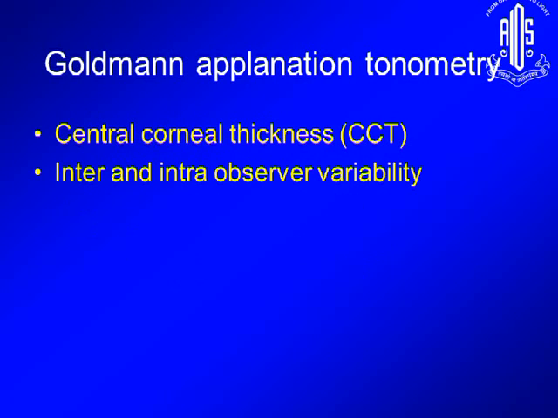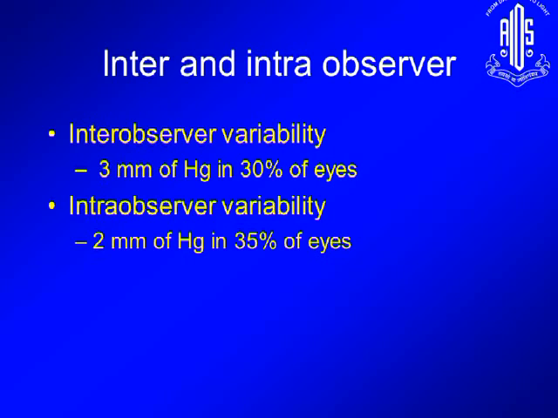Look at instrument-related problems. All of us spoke about central corneal thickness. We spoke about inter- and intraobserver variability. And for the Goldmann applanation tonometer, you can expect a 3 millimeter variation in intraocular pressure if two people check IOP 30% of the time. 70% is less than this. And you see a 2 millimeter change in intraocular pressure if a single observer checks IOP multiple times in more than 35% of eyes.